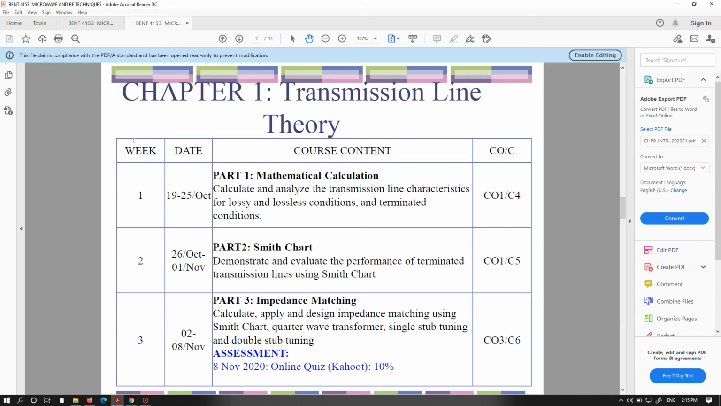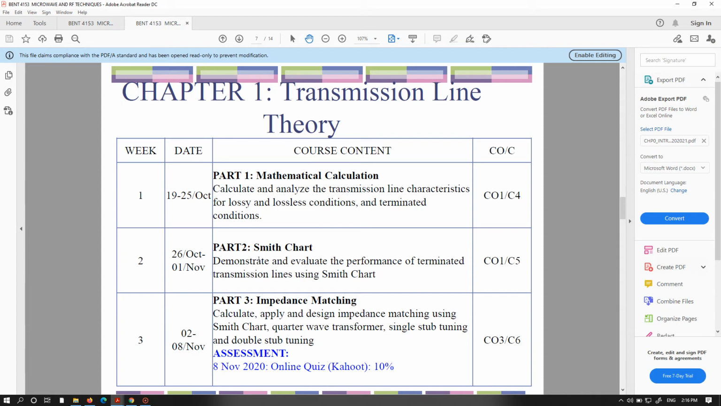So we continue our lecture for chapter 1, transmission line theory. As you already know, we have 3 weeks to complete the transmission line theory part 1. In chapter 1, each week we divide the chapter into 3 parts. Part 1 concentrates on the mathematical calculations, all the formulas related to the transmission line.